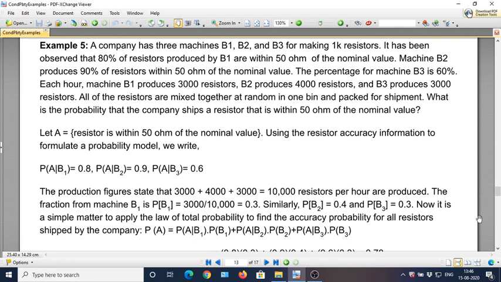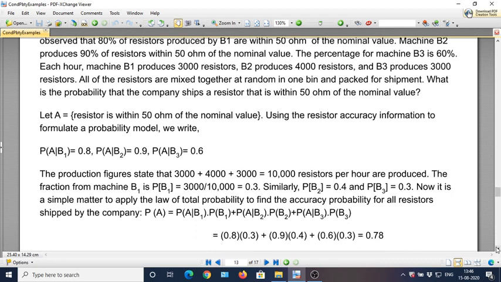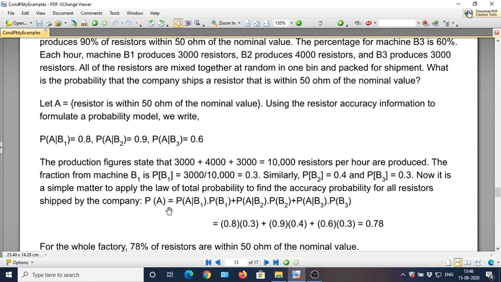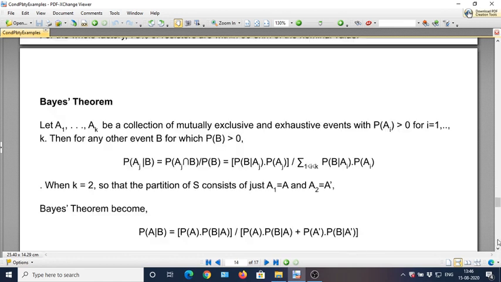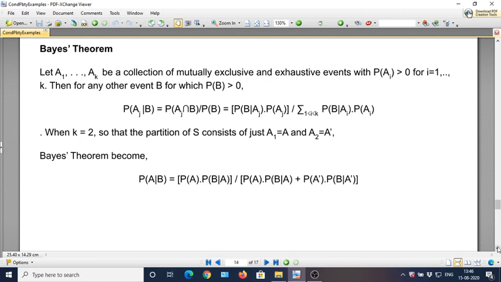Having computed the individual probabilities, the probability that an arbitrary resistor is acceptable, P(A), is P(A given B1) × P(B1), and so on, which can again be found like this. Then we looked at the Bayes theorem, which allows us to compute a posteriori probabilities.